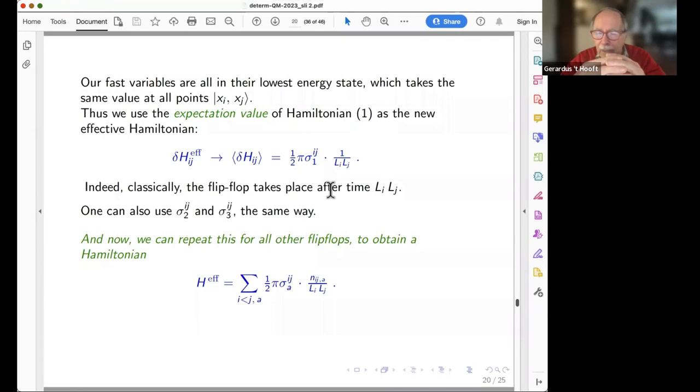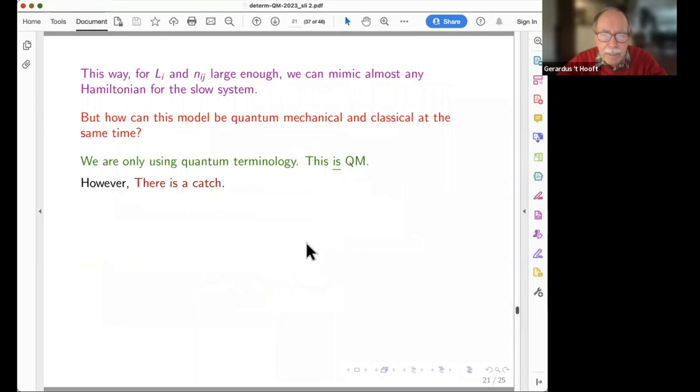You can use once this description or the other description. In one description, it looks like quantum mechanics. In the other description, it looks like classical. But actually, I claim it is quantum mechanics. So we are using quantum terminology to describe a classical model. But the classical model is far too difficult for us to solve.